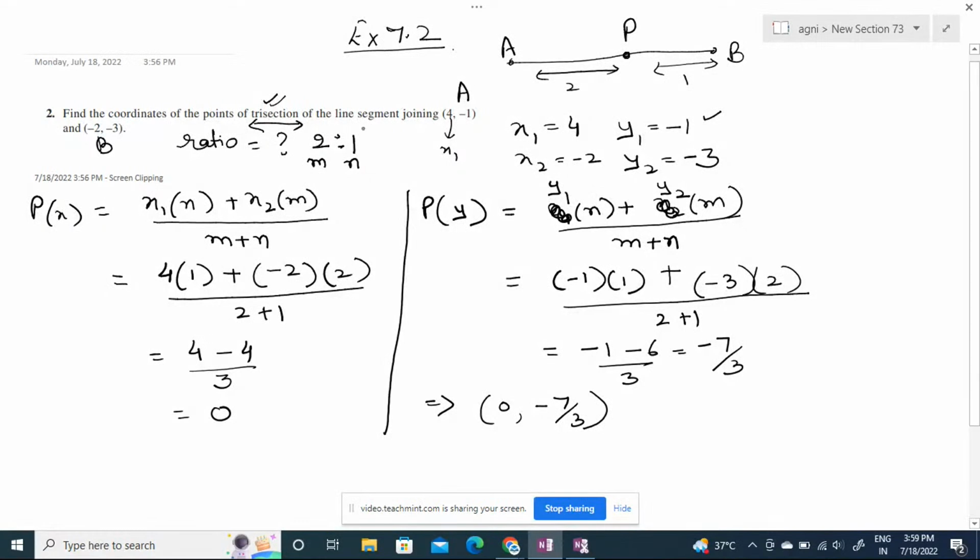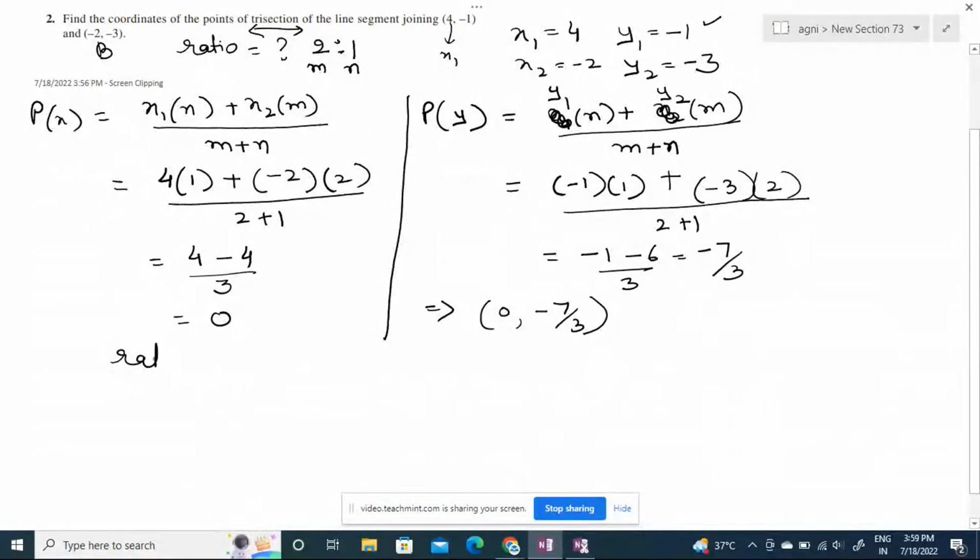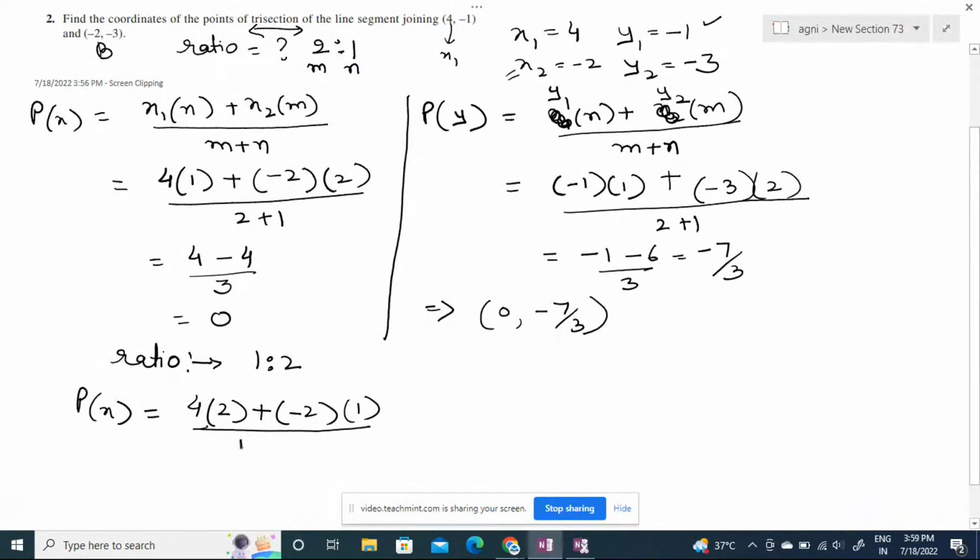Now, because the ratio is not given in this question, we can take either ratio 2:1, and we can also take the other ratio as 1:2, because it is given as trisection. So for the other one, how will we find the ratios? Px is equal to, now x1 is 4 and n becomes 2. Similarly, x2 is minus 2, and it is 1. And m plus n, again it is 1 plus 2.